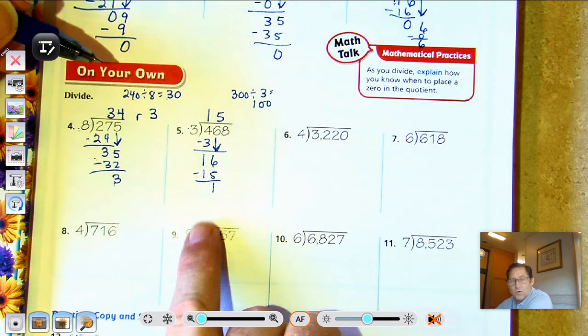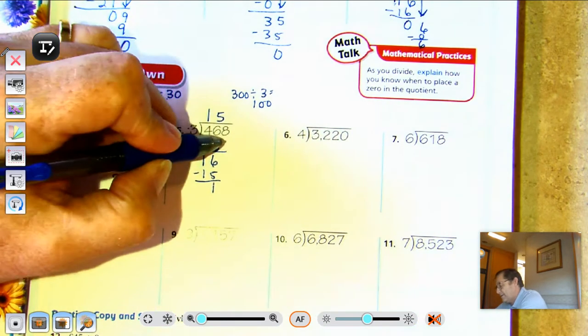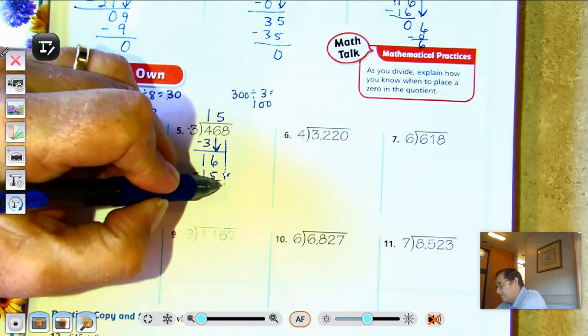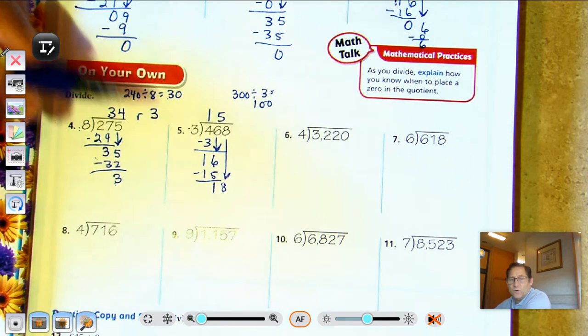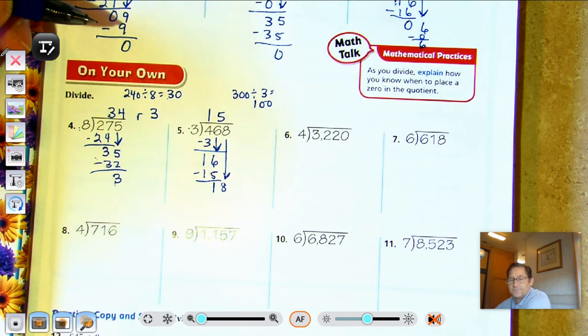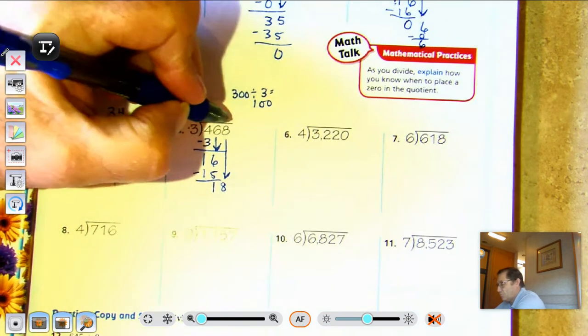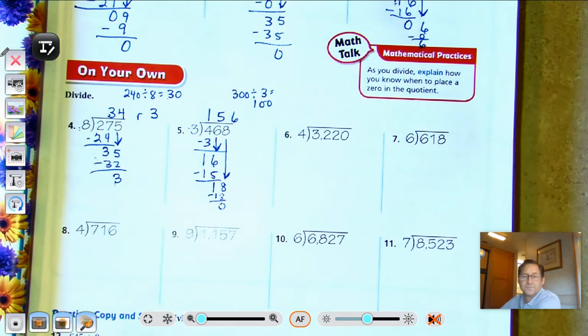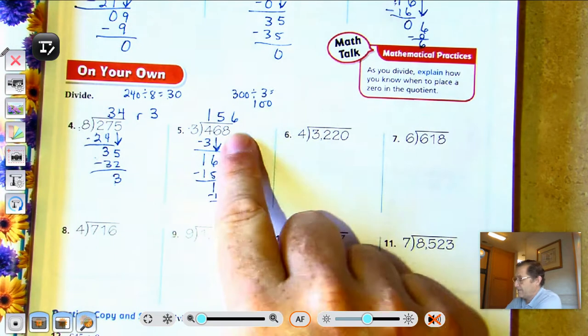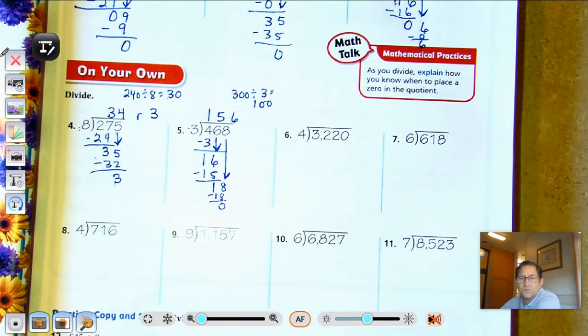So I'm going to trade that 1 ten for 10 ones. I'm going to bring down the other 8 ones I already have. So 18 ones divided by 3. Well, 3 times 6 ones is 18. Subtract, you get 0. Okay, so 156, that's fairly close to 100.